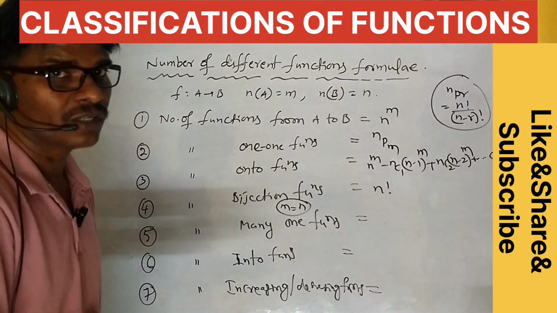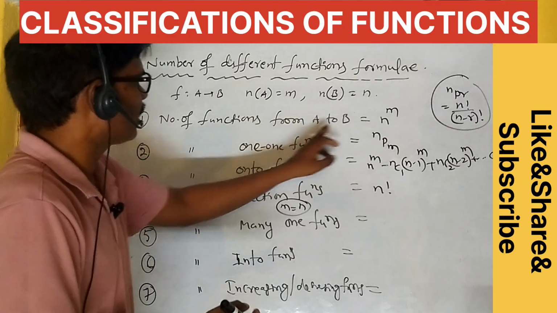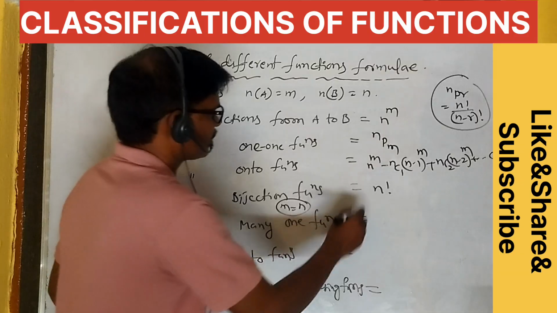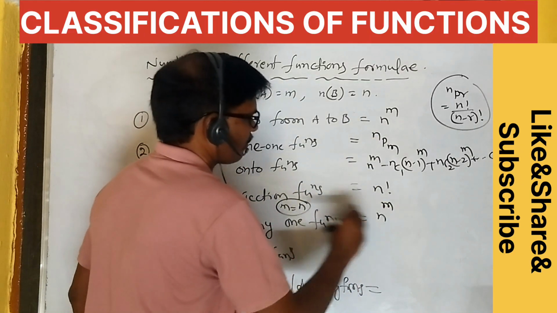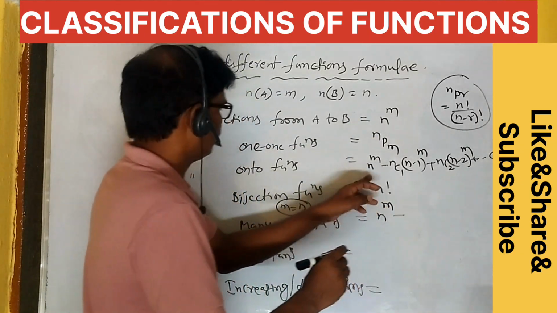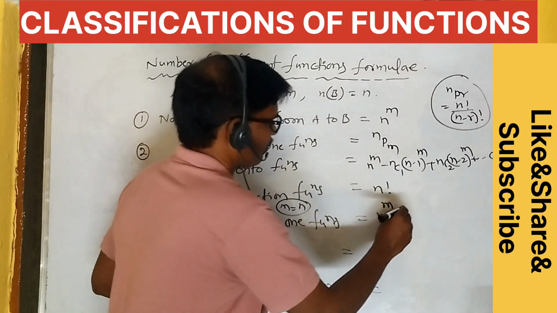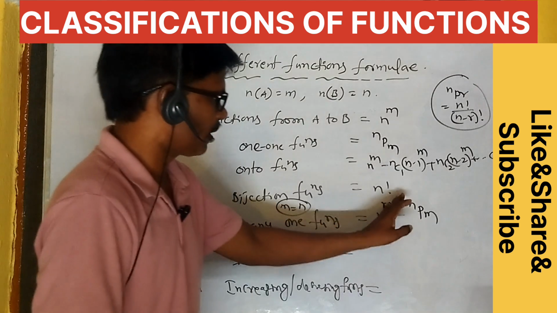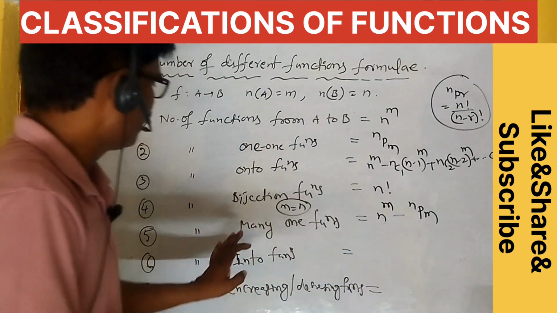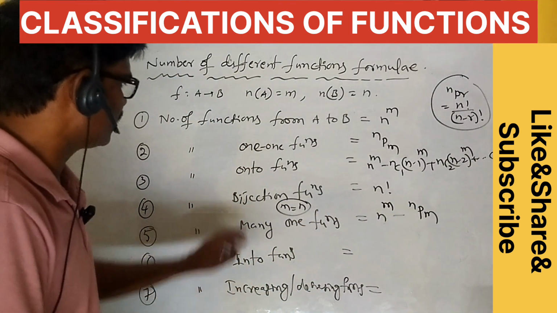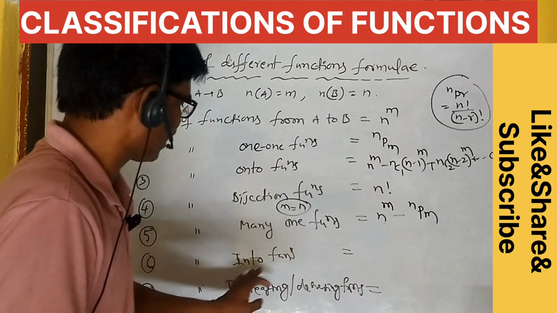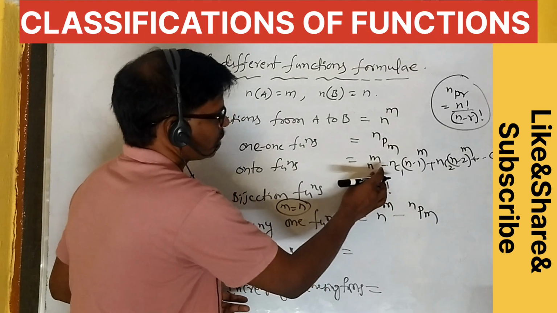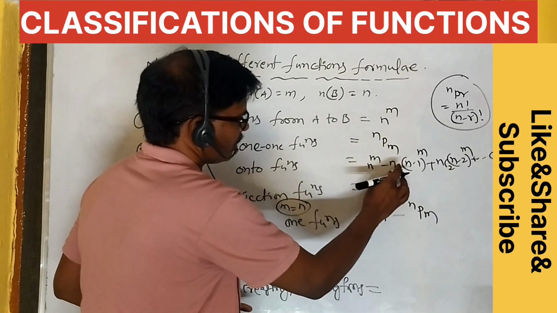Next, many-one functions. Many-one functions means the total number of functions, n power m, minus the one-one functions. Many-one functions is equal to the total number of functions n power m minus nPm, the one-one functions. That is the many-one functions. Next, into functions means the total number of functions minus onto functions. Onto functions are subtracted from n power m. Both cancel; minus minus means plus.